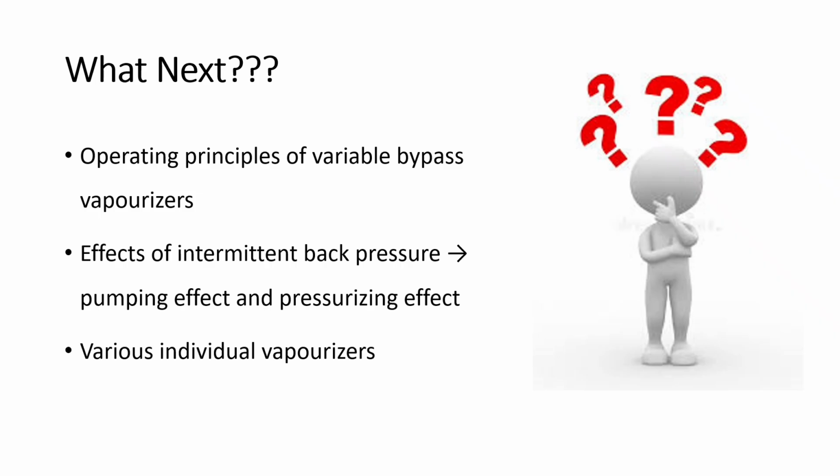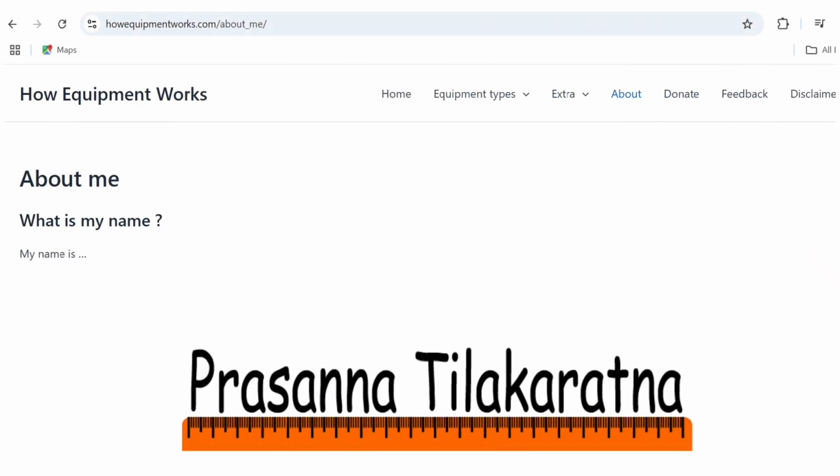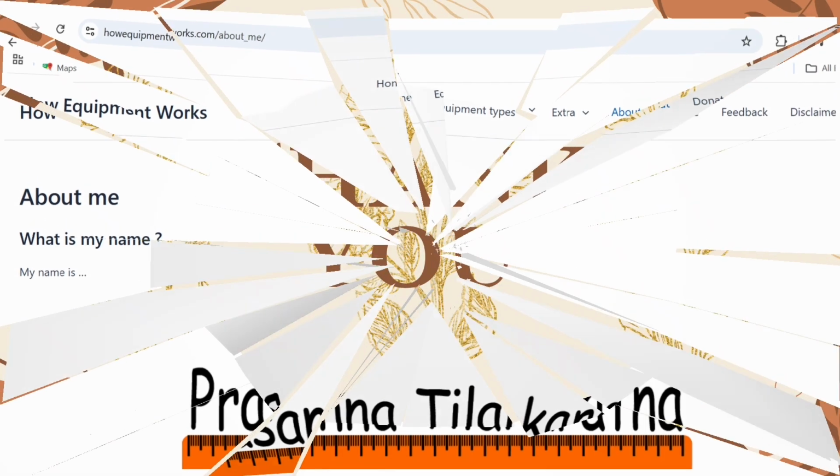Before ending, I would like to mention this simple yet very useful website, How Equipment Works, by Dr. Prasanna Tilakratna. The illustrations created by him make understanding the working of every equipment very easy. I have used some of his illustrations in this video as well as the next one. His content is free to access on his website and I recommend all students to visit it at least once.